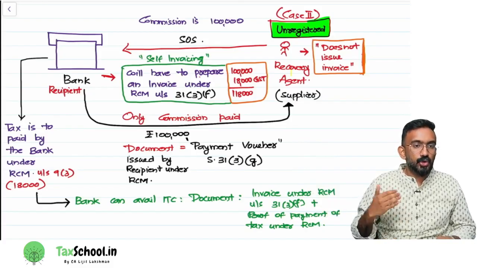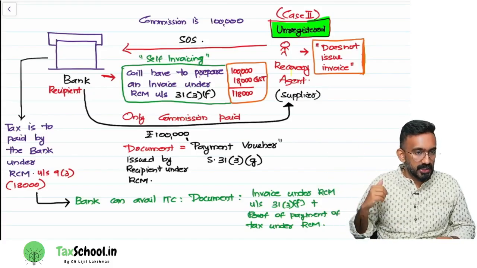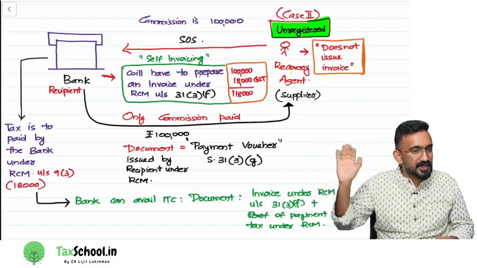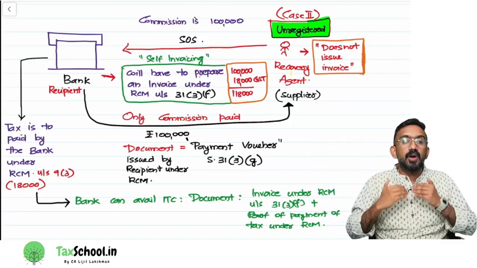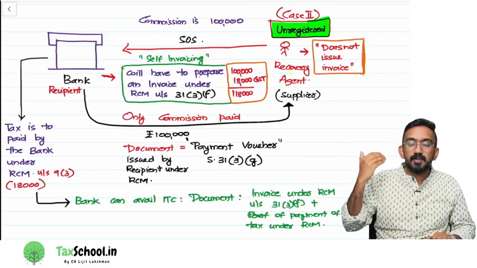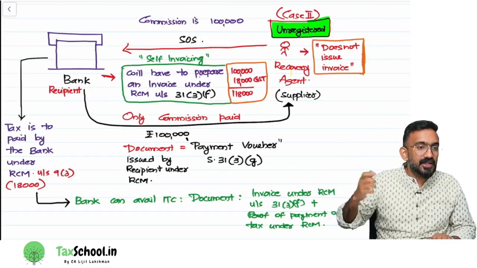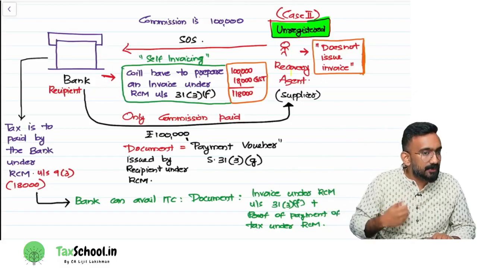Right? There will be a document called a payment voucher that is being issued. Now, this payment voucher will contain 1 lakh rupees. That is the amount that is paid to the recovery agent. Now, beyond this particular payment voucher, after paying this 18,000 by cash, the bank wants to take the input tax credit of it.